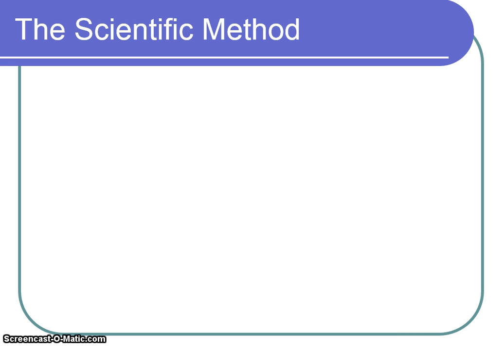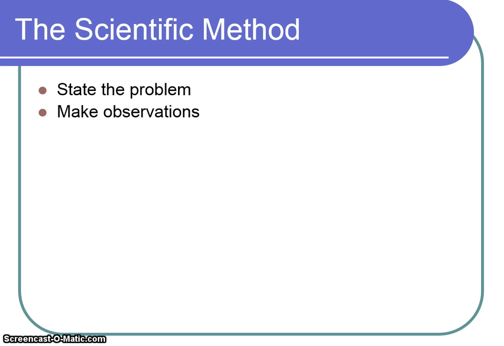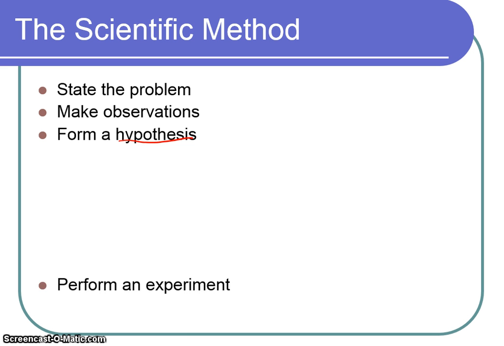So we need to review the scientific method, and I'm assuming that you've had experience with this before. But when we go through the scientific method, when we're looking at any sort of problem, we state what the problem is. We define what we're looking for. Then we're going to make observations, and so we're going to observe whatever the situation is at hand. We're going to form a hypothesis, and a hypothesis is just an educated guess. It's something where we're predicting what the outcome is going to be.